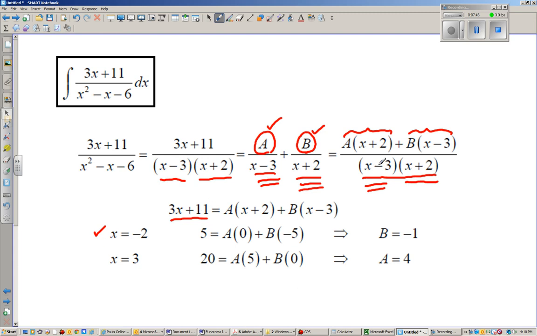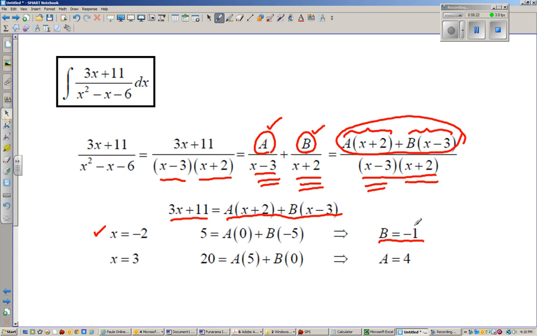Our partial numerator is this big quantity over here, right? A times that plus b times the other thing, right? That's what I've got over here. Well, if I put negative 2 in, one of the zeros of the denominator, won't I get 5 from the left side? And on the right side, won't my a drop and I'll get negative 5b? And negative 5b will equal 5 when b, of course, is 1.